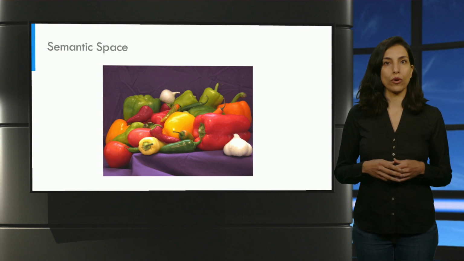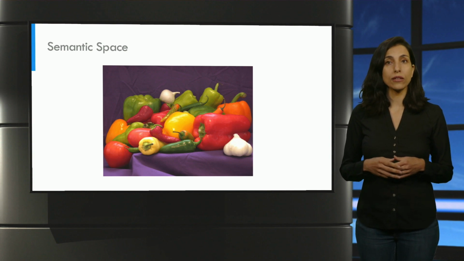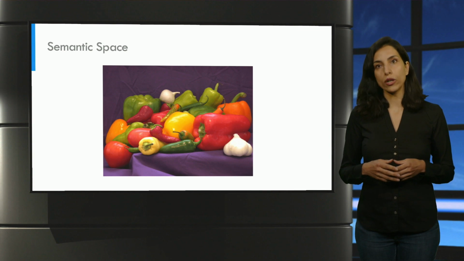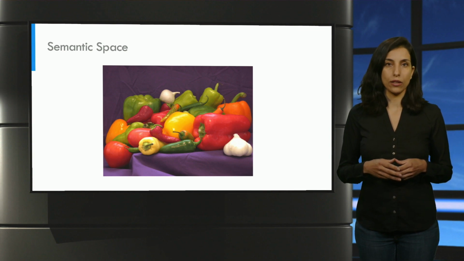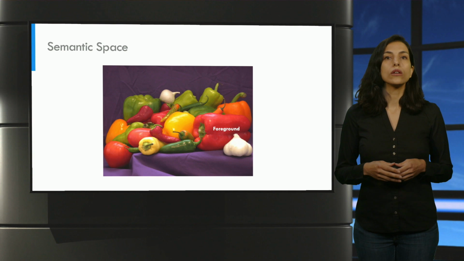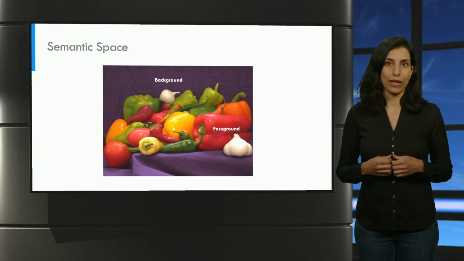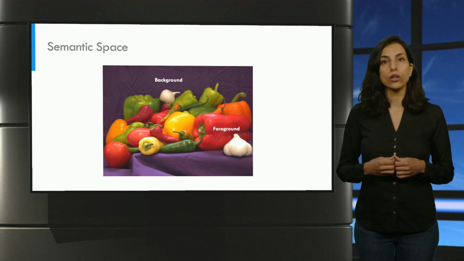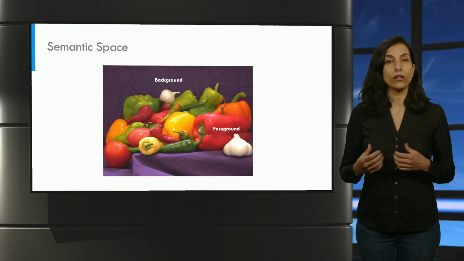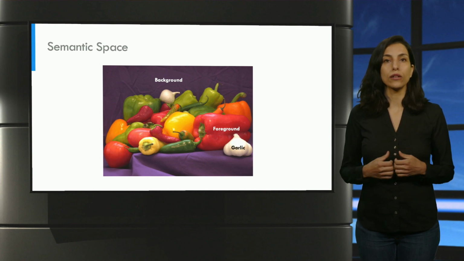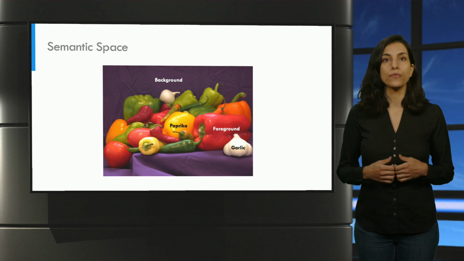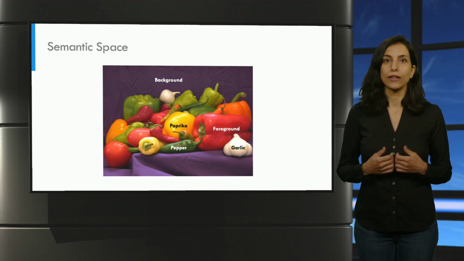In the example of vegetable image, the semantics are, for example, the foreground and the background in the image. There are more granular semantics in the image. For example, the objects in there including garlic, paprika, pepper, and tomato.